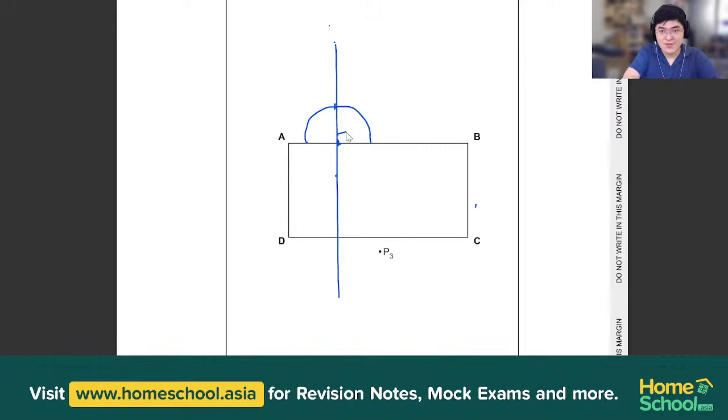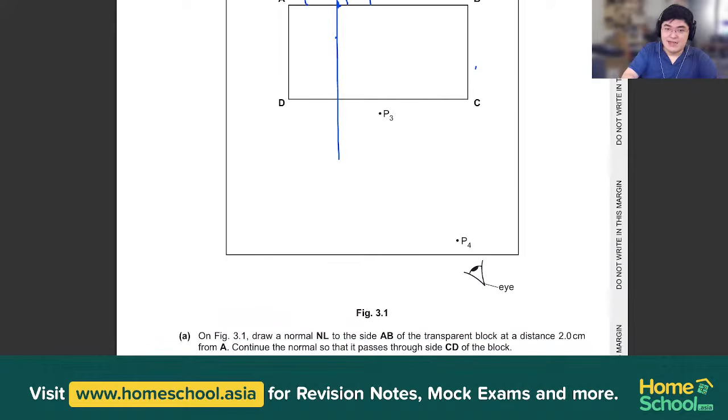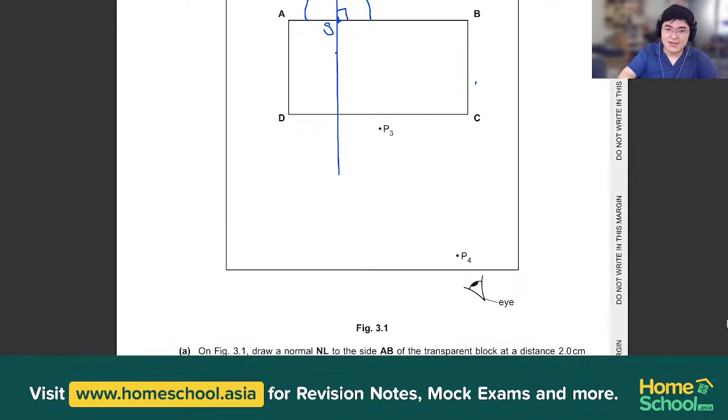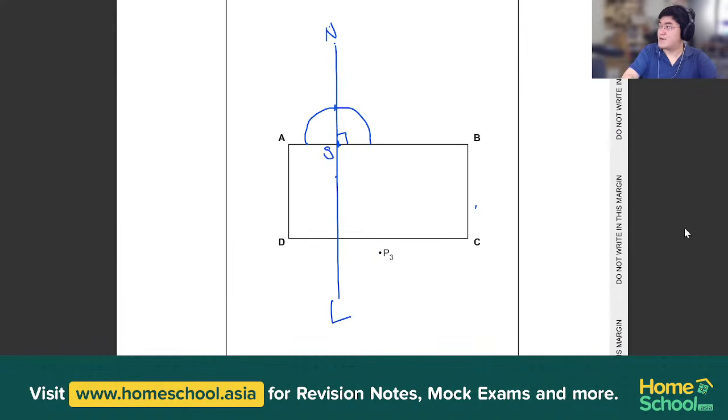And please remember to draw the right angle mark here. This is your normal NL. So normal line NL is here. It should look like this. And where NL crosses AB, we have to call this S. So S should be around here. Let's also label this NL, N and L, like this.